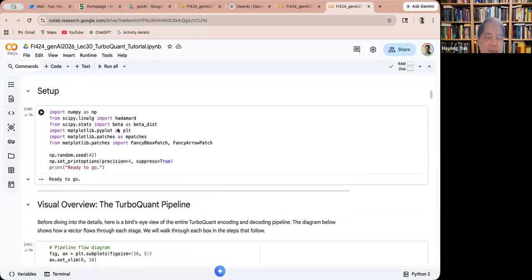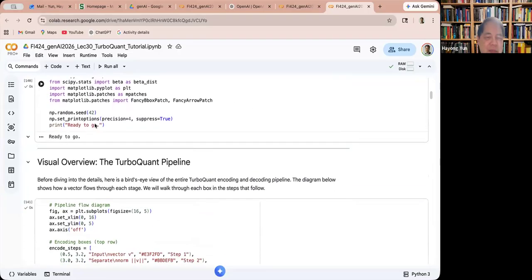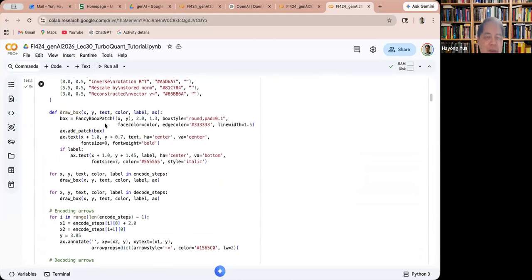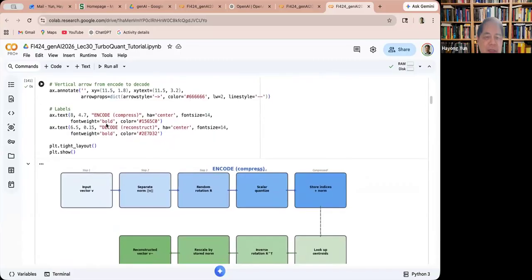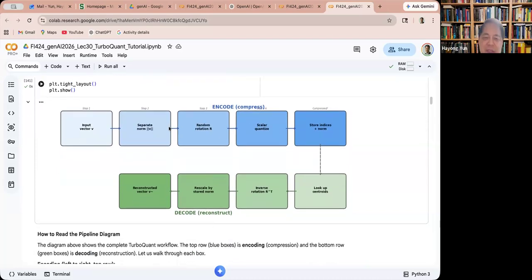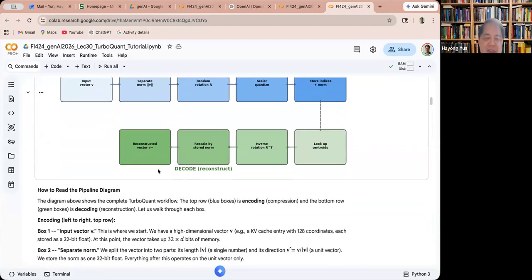And so here's the setup. So the visual overview, the pipeline here. We get the input vector and then separate the norm, rotation, and then scalar quantize, and then store the indices plus the norm, and then look up centroids, inverse rotation, rescale by the stored norm, and then reconstruct the value. So this is basically the encoding and decoding process.